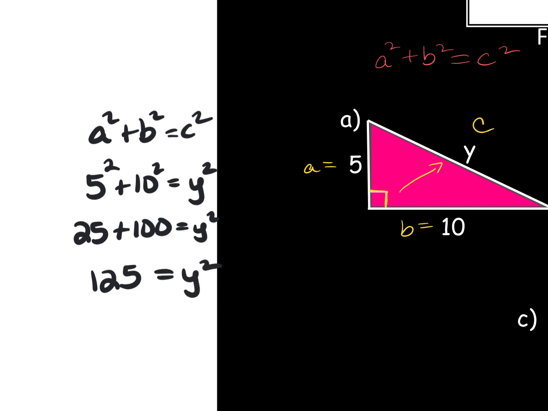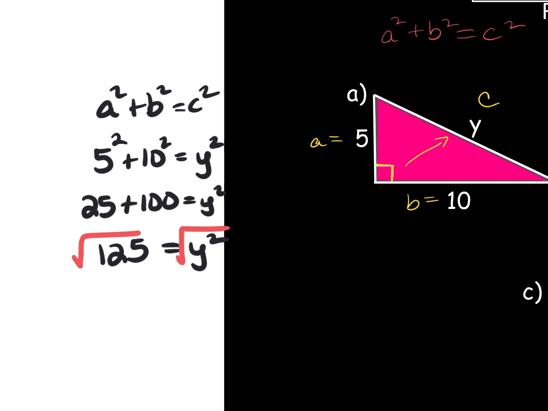Now at this point, I need to find the value of Y, not Y squared. So in order to get Y, I need to square root both sides. And then I get the square root of 125 is equal to Y.